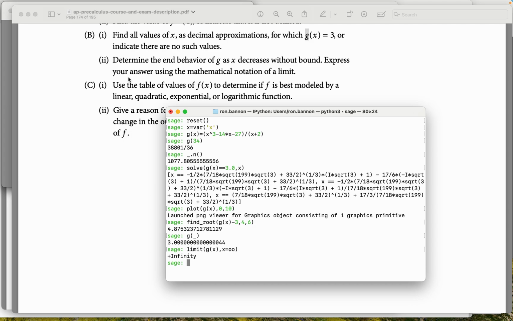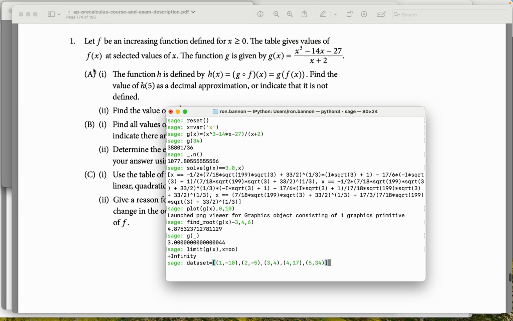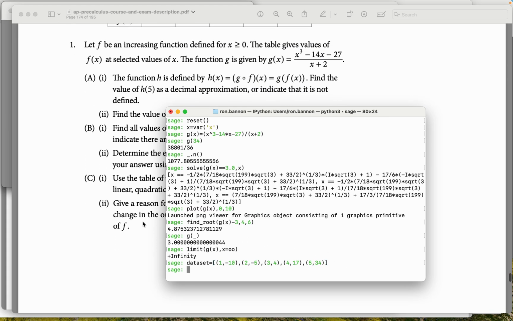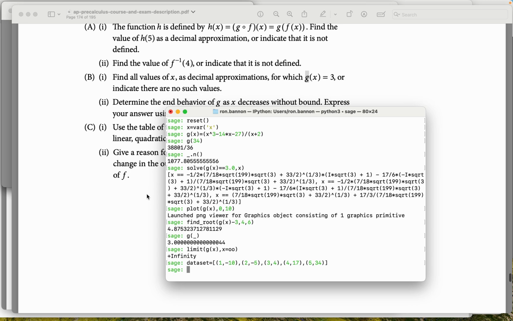Now, C is probably the worst thing in the problem set, but what I'm going to do is define a data set. And I want to point out what data set we're defining over here. It's 1, minus 10 is the first data point. 2, minus 5, 3, 4, 4, 17, and 5, 34. All right? And then what do you do? Well, I got to model this thing on this data set.